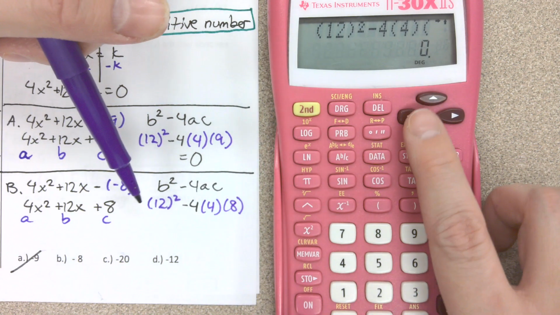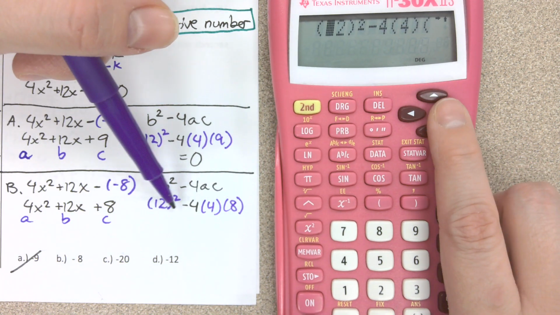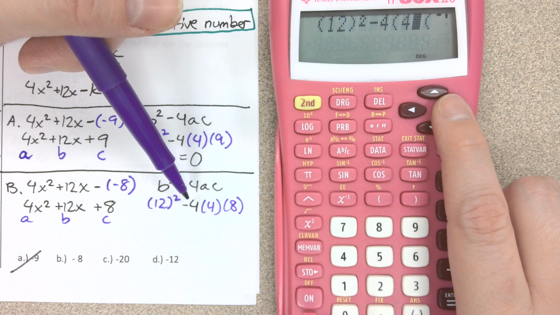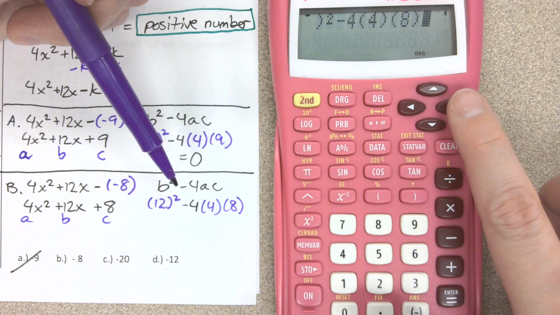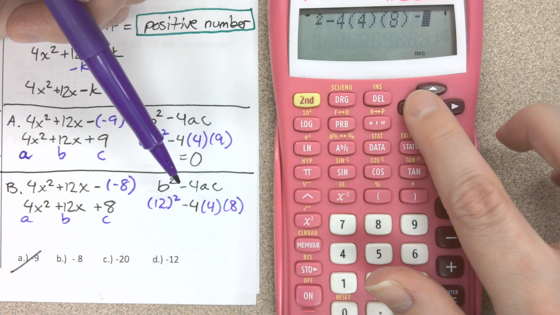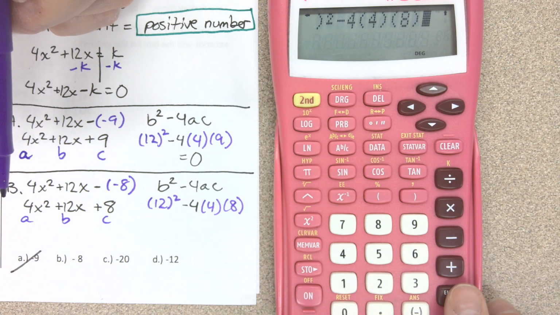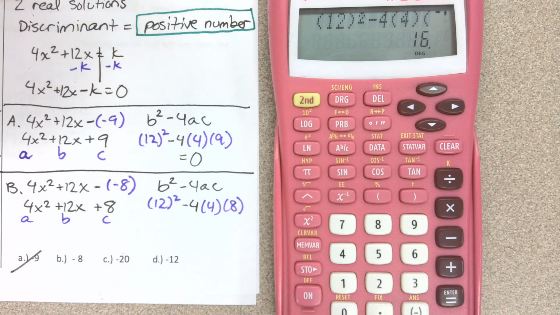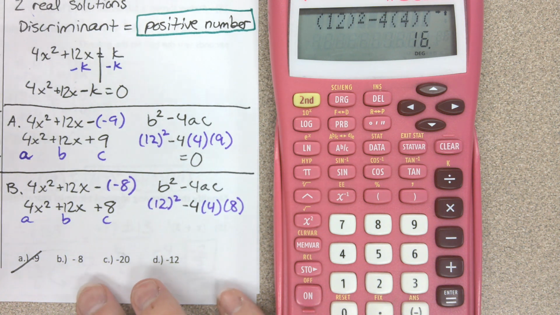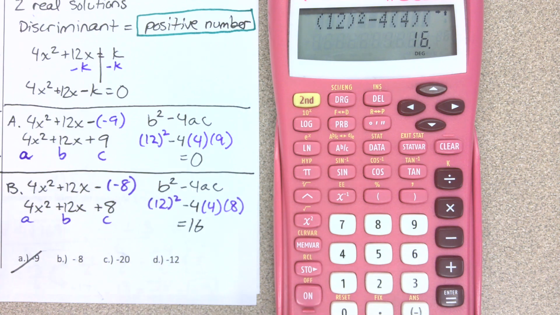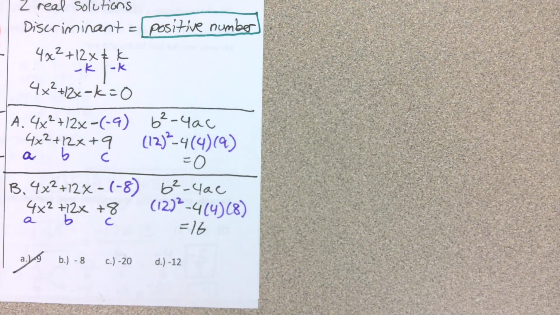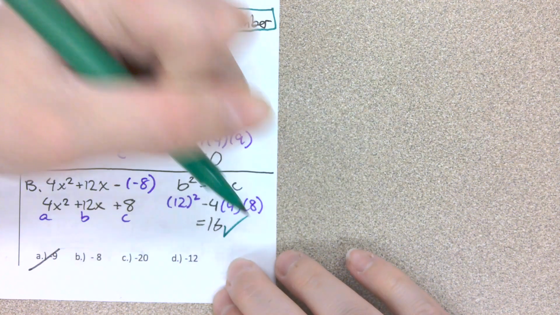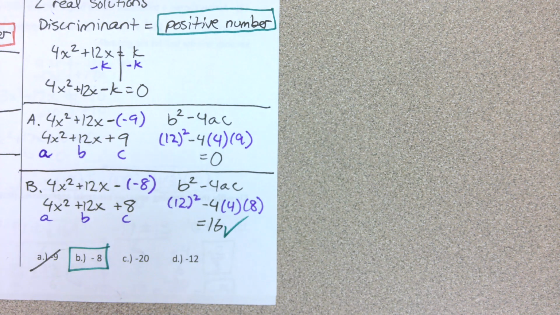Again, since this is going to match, I'm just going to go through and edit what needs to be edited. So this is now an 8. Oh, let me delete that. Okay, and I got positive 16. And I did want a positive number here. So this is what I wanted. Our answer is B, negative 8.